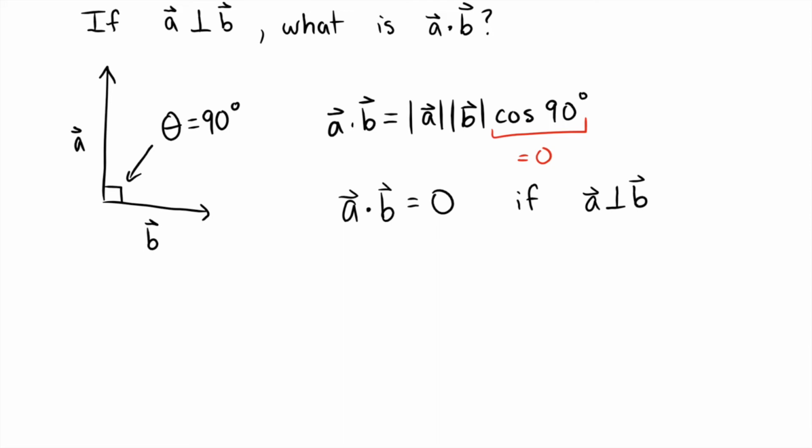And you might remember in an earlier video lesson, we were able to figure out two vectors were perpendicular, but we looked at their components and how they were switched around and changes to the sign.